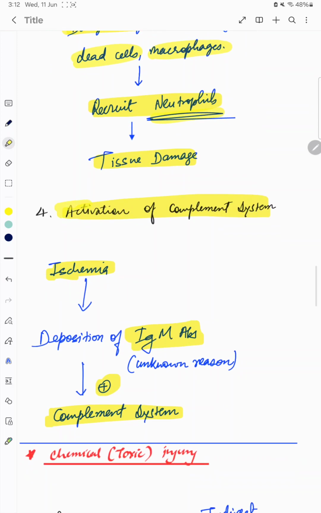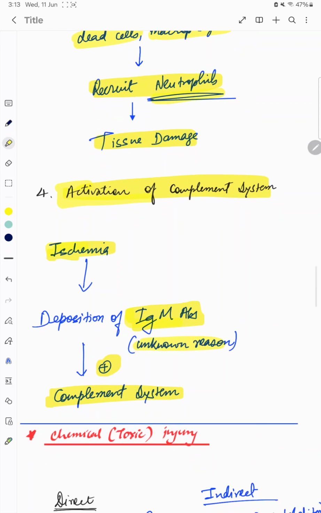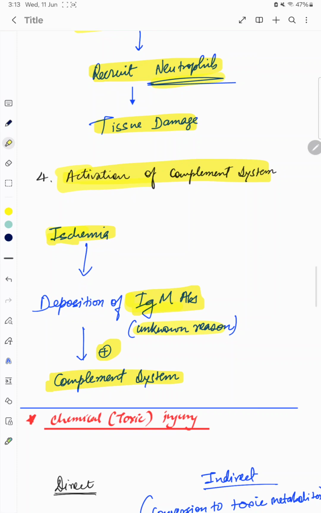The fourth mechanism is activation of the complement system. Ischemia results in deposition of IgM antibody by some unknown mechanism, and this will activate the complement system.